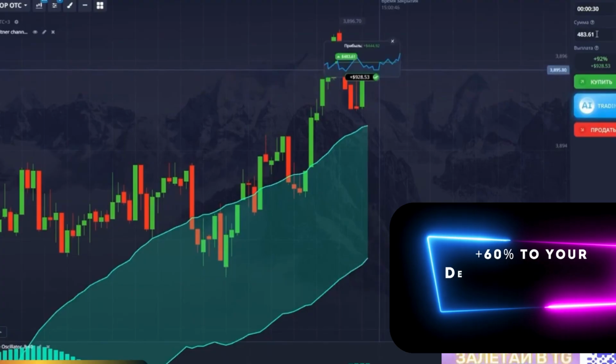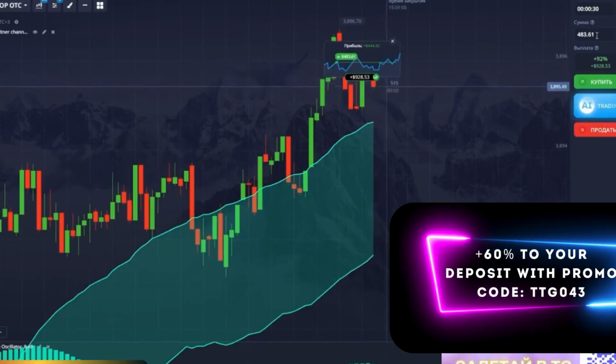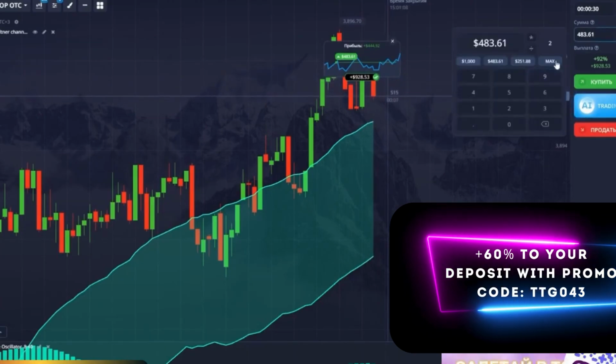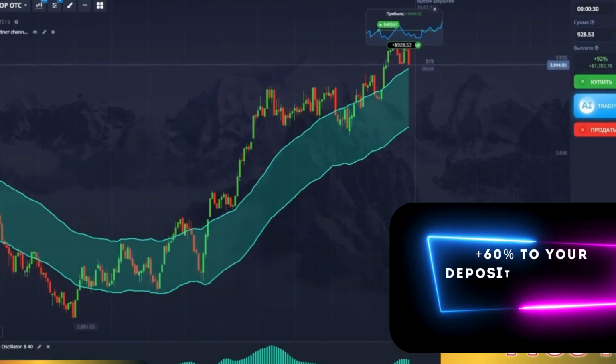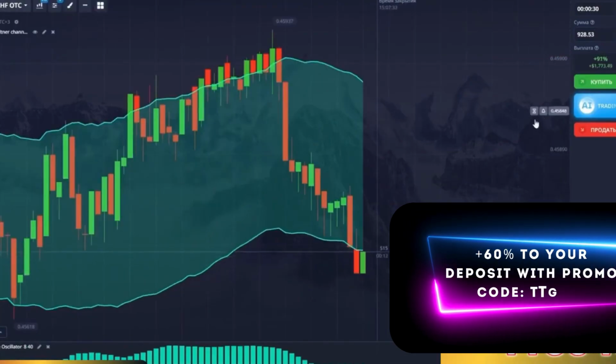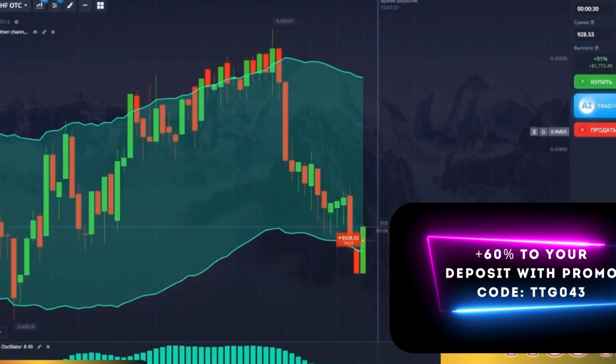Friends, we started with $10. Now I've multiplied my deposit by more than 90 times. This is honestly a crazy result. I'm increasing the trade amount to my entire deposit, and most likely, this will be the final trade. So the next currency pair is AUD CHF OTC. Here, I'm opening a sell trade for 30 seconds with an amount of $928.